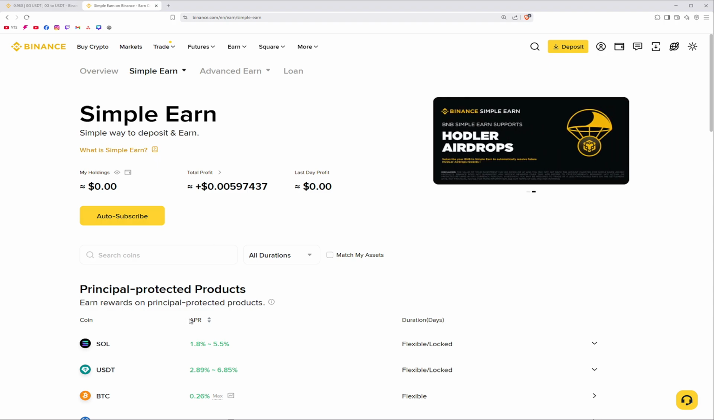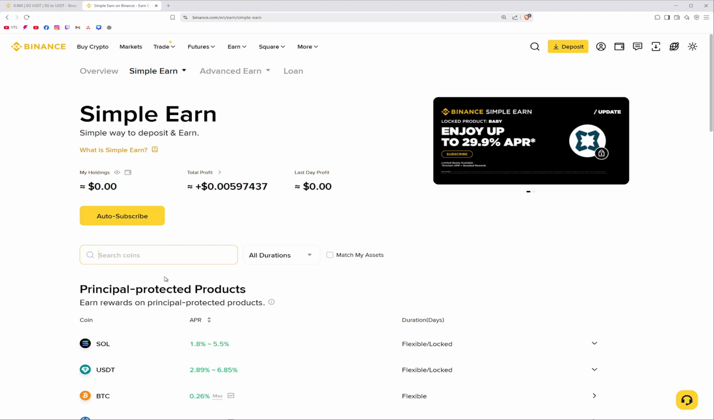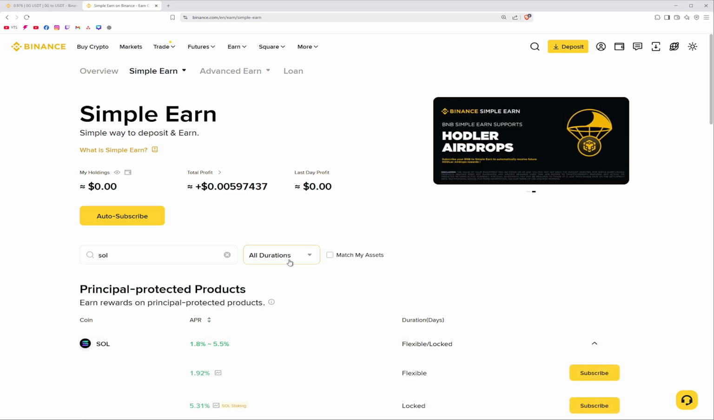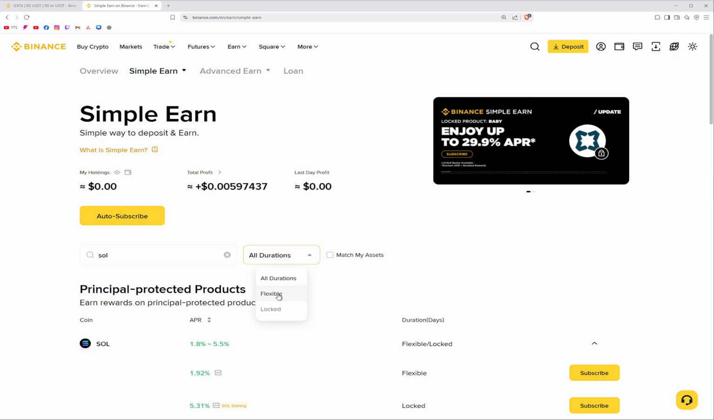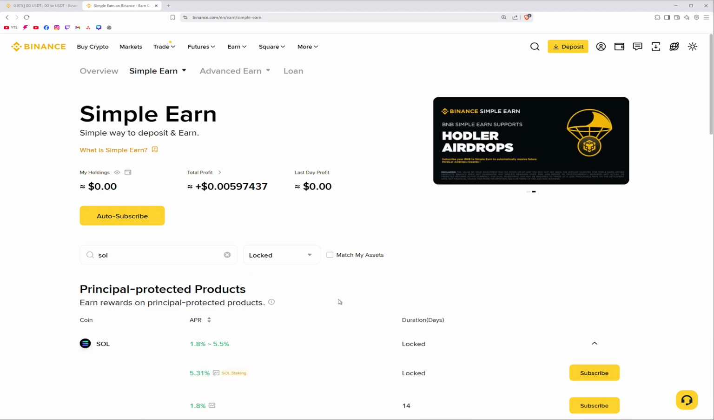So once we are in here, under simple earn, we basically need to look for a crypto and a plan. So for example, I would like to find Solana. This one. I'm going to click on it. Now you have the duration right here. It could be flexible or locked. Locked means higher interest and fixed duration. Flexible means lower interest and daily liquidity. So basically select one of these options.